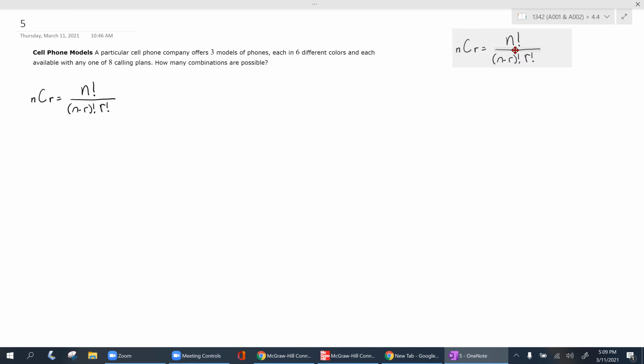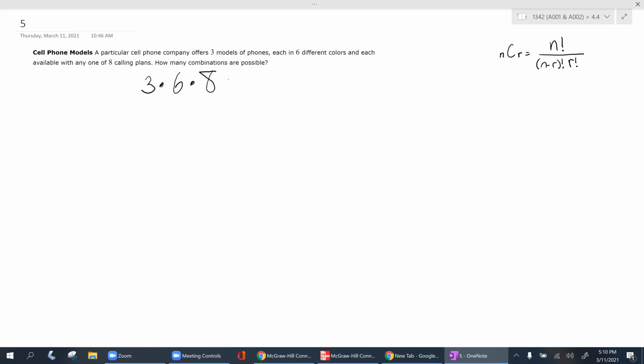And if you're trying to find out how many different possible combinations you are able to get from these, this is going to be pretty straightforward. I'm going to look at how many models, how many phones I have. That's going to be 3. I'm going to multiply that by all the possible colors, and then multiply that with the possible plans that I have. If I multiply these, this gives me 144.